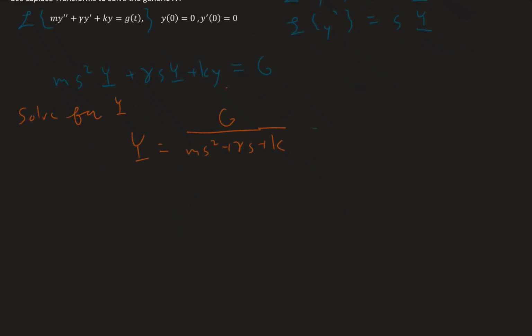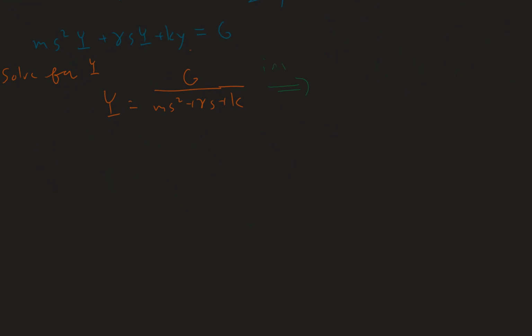The complexity comes in inverting this expression, and this complexity comes in two places. First of all, we can think of this resulting expression as a product of an H of s and a G of s, where H of s is 1 over ms squared plus gamma s plus k. So the first complexity comes in how do we invert the product of two Laplace transforms.